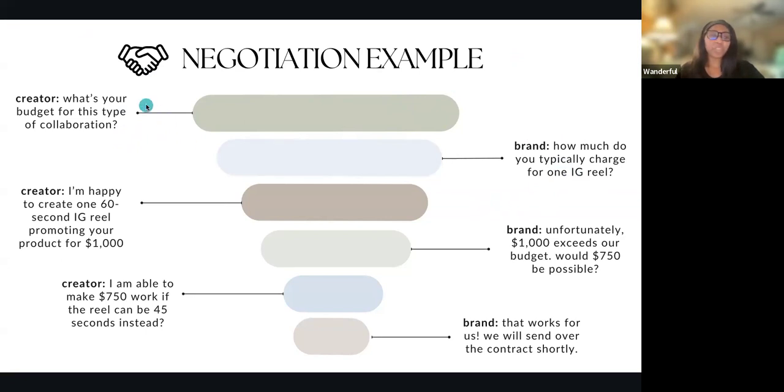So the first thing that I encourage you to do is ask the brand what their budget is for the type of collaboration. Even if you're reaching out to the brand or the brand's reaching out to you, always ask them their budget first, because that's when you can really learn what the brand has in mind to pay you. Now, in this case, the brand comes back to you and says, "Well, how much do you charge for one reel?"